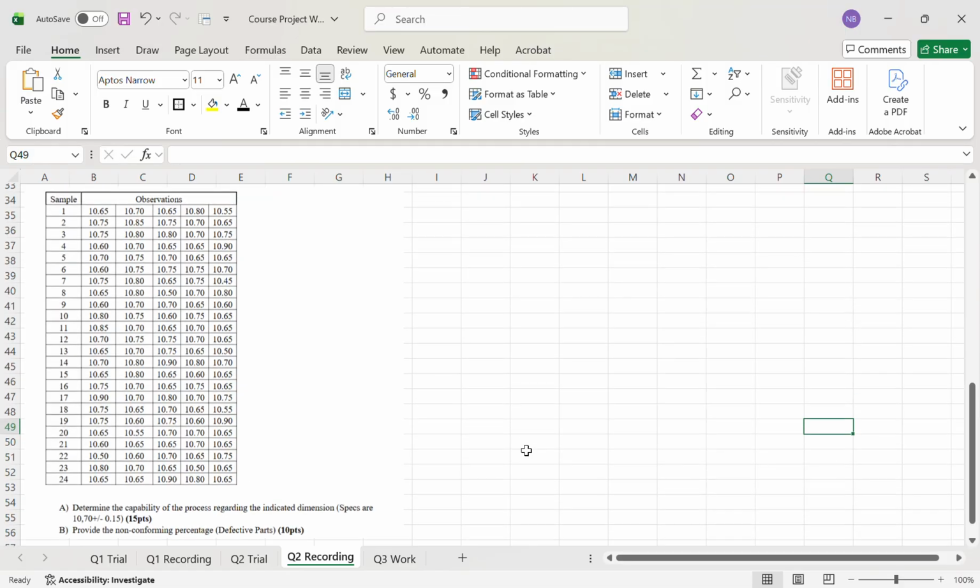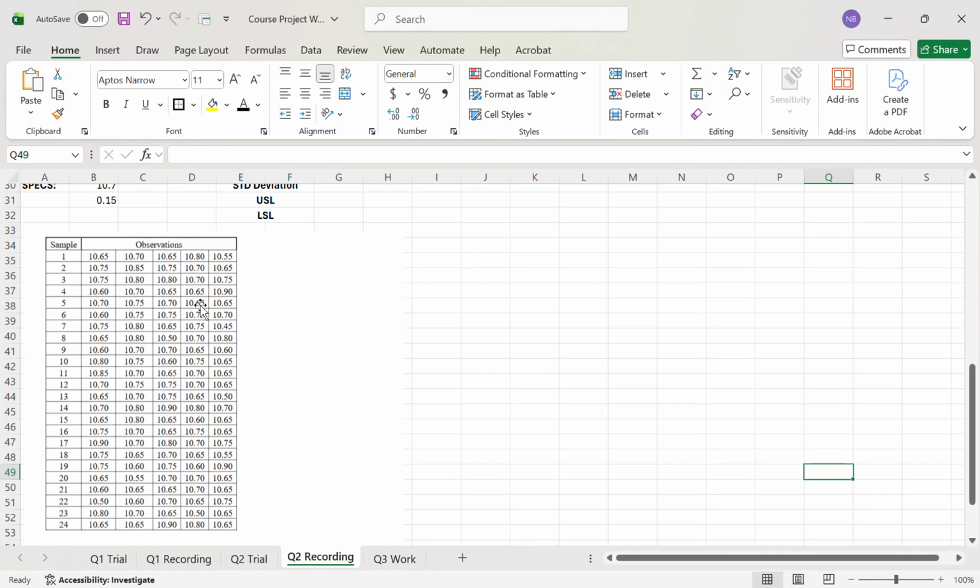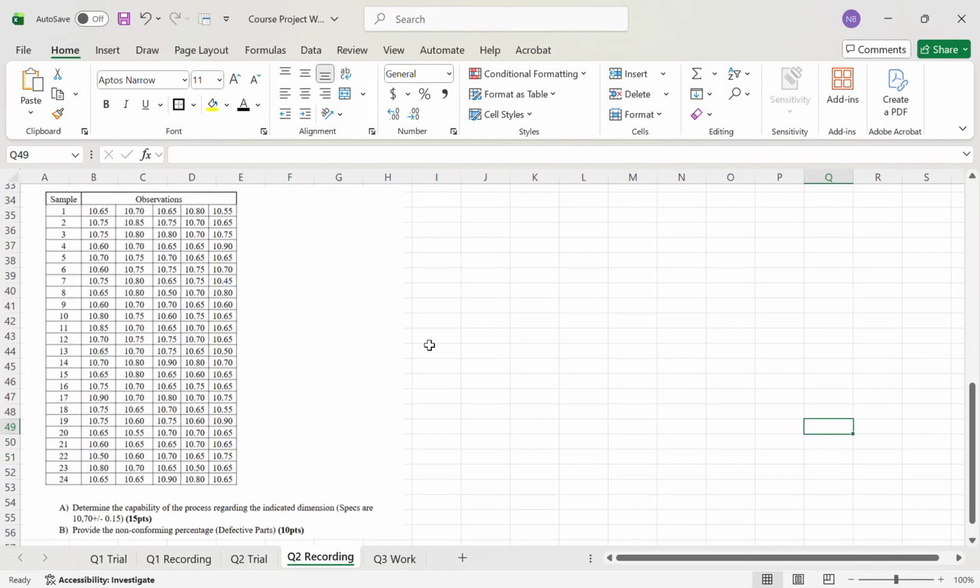So, as you can see here, this is question 2 from the class project. It is asking us to review this table, and part A says to determine the capability of the process regarding the indicated dimension, with the specs being 10.7 plus or minus 0.15. And part B asks us to provide the non-conforming percentage, so the percentage of defective parts.